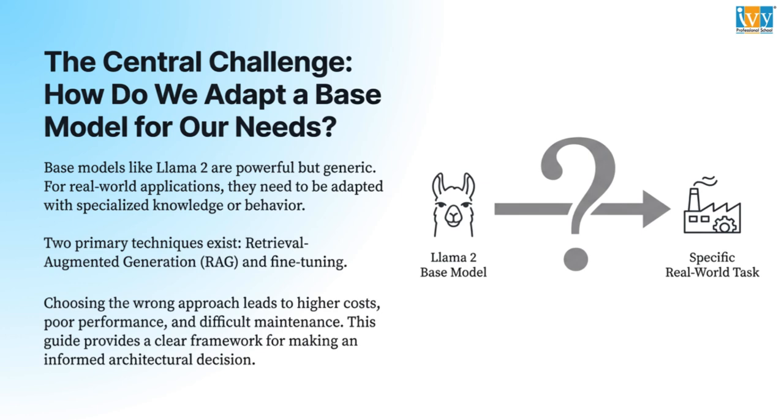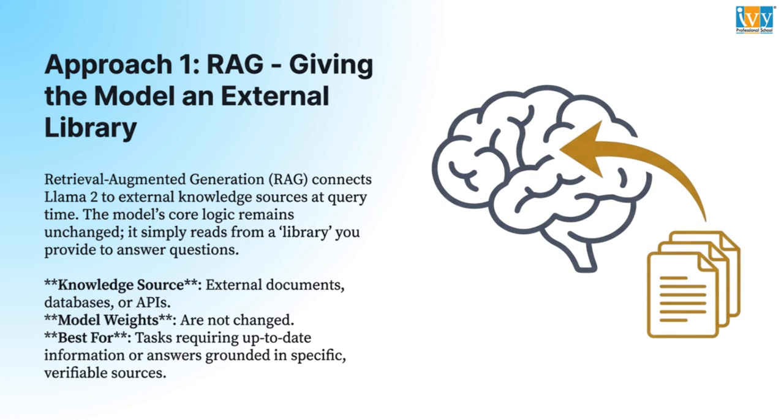So to frame this, I think it helps to see them as solving two totally different problems. Okay. RAG is really about a knowledge problem. You're giving the model an external library, a cheat sheet it can look at any time. Fine-tuning, on the other hand, is about a skill problem. The skill problem. You're actually rewiring the model's brain, teaching it a new behavior, a new style. So it's knowledge versus skill, an external library versus an internal rewiring. That's a great way to put it.